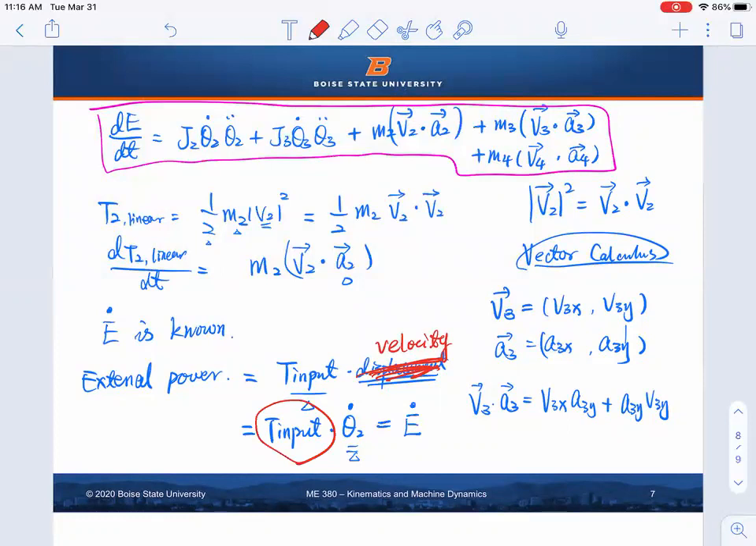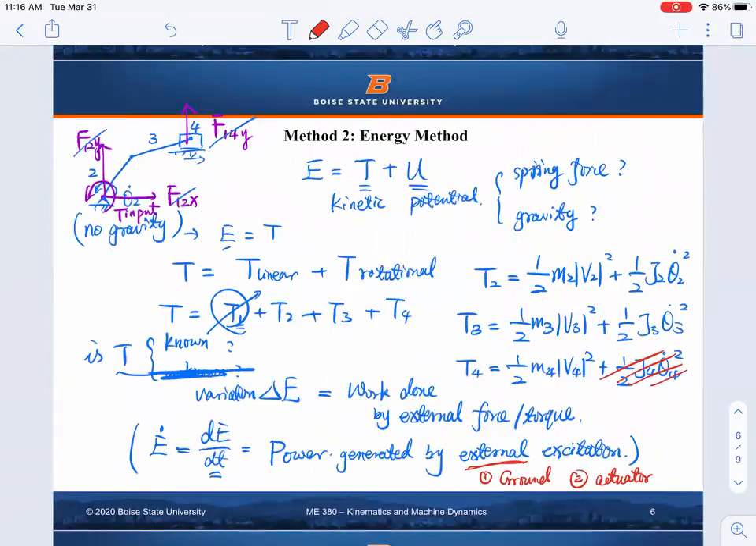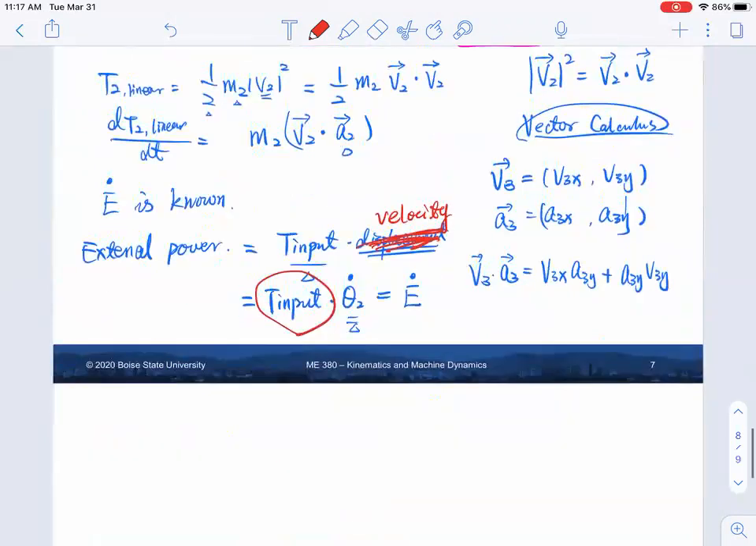But the drawback is you're missing all the intermediate force information. You can only calculate the T input. There's no way you can calculate the force at each joint. So for example, in the future, if you have designed a crank slider and you want to know if your link number 2 is strong enough to survive that driving force, then you have to go back to the Newtonian method again. You cannot use the energy method. All right, make sense?